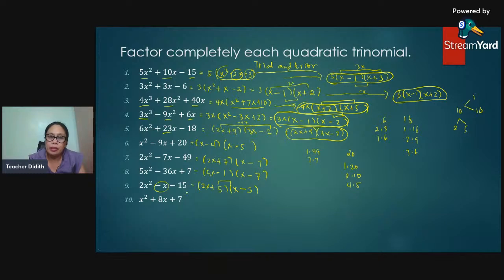Okay, number 10. Everything is positive, so we consider a pair of positive factors for 7. And 7 is a prime number, so the only factors for 7 are 1 and 7. So this must be x plus 1, x plus 7, and it matches with the middle term. We don't have any choice: the factors for x squared are x and x, and the factors for 7 are 1 and 7, and everything is positive. So we can directly write x plus 1, x plus 7, or vice versa. Okay? So, any questions in mind?